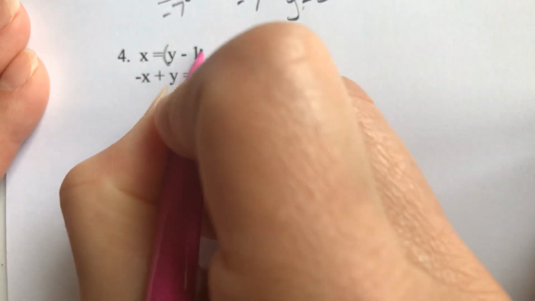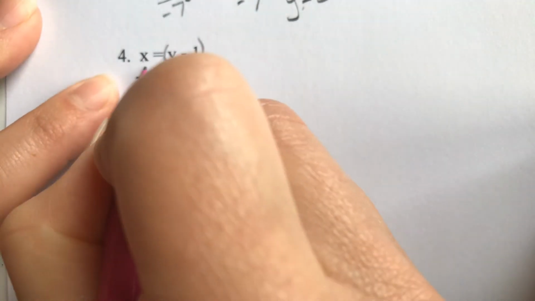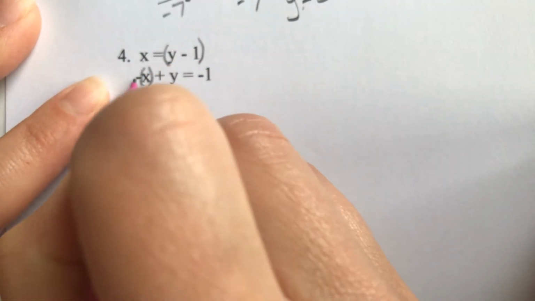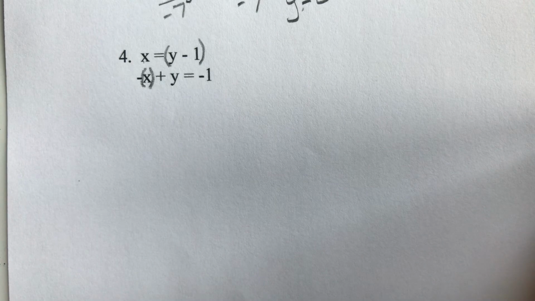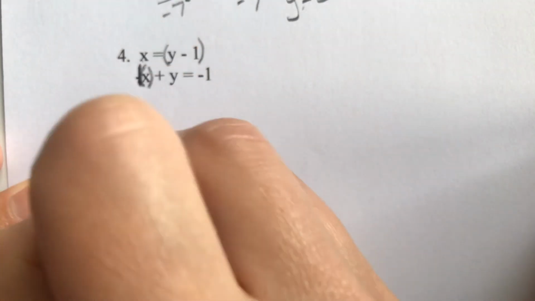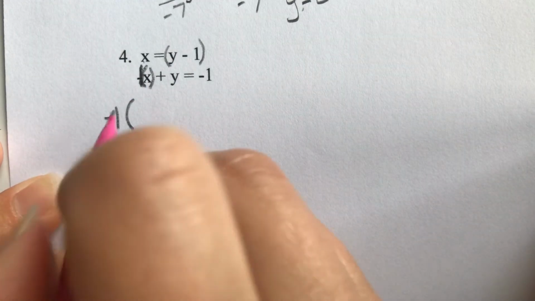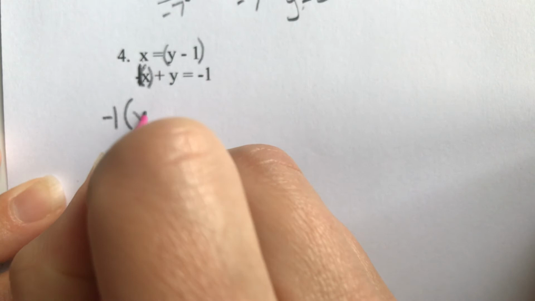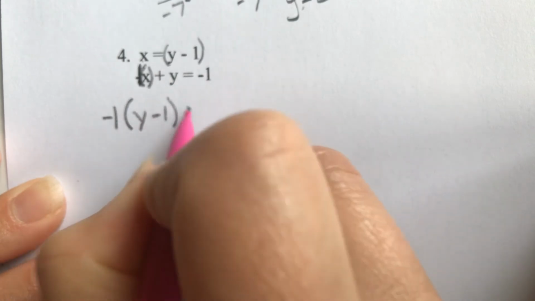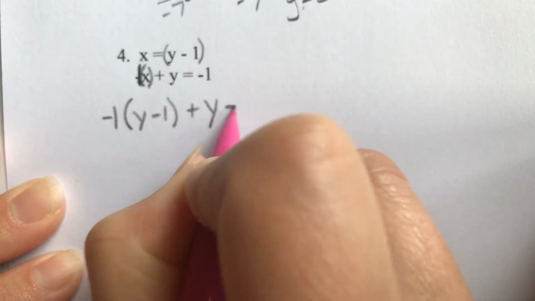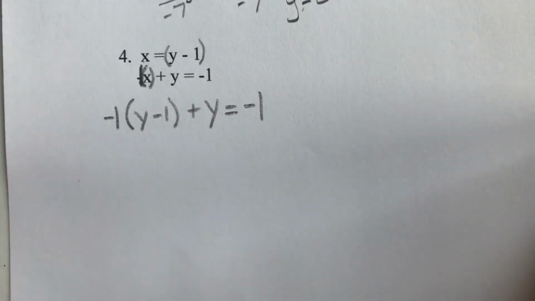Solving for x again. Parentheses here, parentheses around my x. Ooh, boy, I got a negative out front. Remember, invisible 1, that might be helpful. Okay, -1 stays, or just your negative sign. All of this goes in, y minus 1 plus y equals -1.